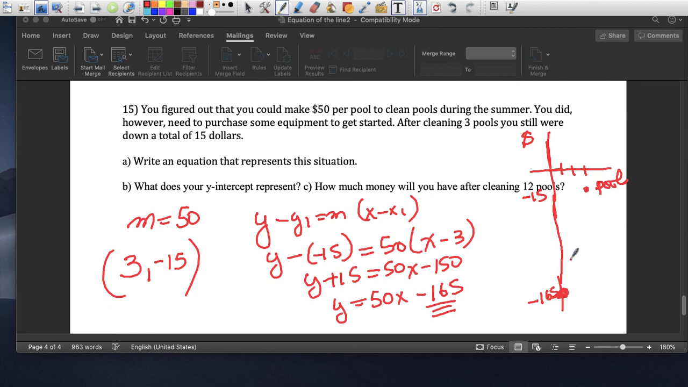Okay, so that obviously is going to change. As you're cleaning pools, you notice that you owe less and less and less, right? It's probably going to go up like that. So at 0 pools that you clean, you're down $165, which means this is how much you spent on the equipment that you purchased. You spent $165. So before you even started making money, you're already down $165. Nice problem, because there were a couple of things that you needed to consider to get your equation correctly.